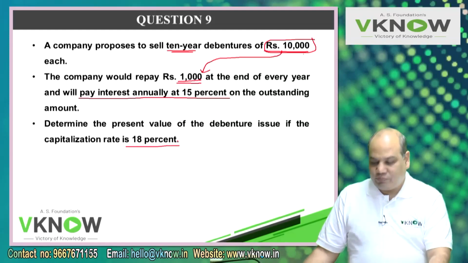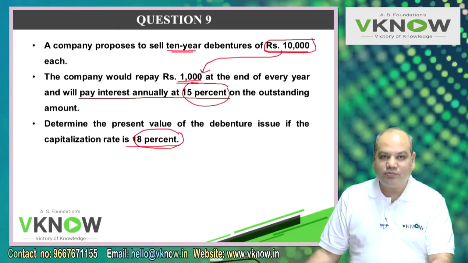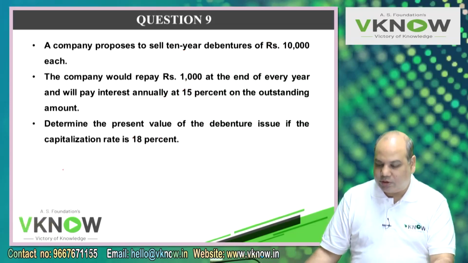So tell me, if discount rate is 18% and coupon rate is 15%, what will be the final answer? Below 10,000 or more than 10,000? So my final answer will be less than 10,000 because discount rate is more than the coupon rate. So let us see whether it will happen or not.